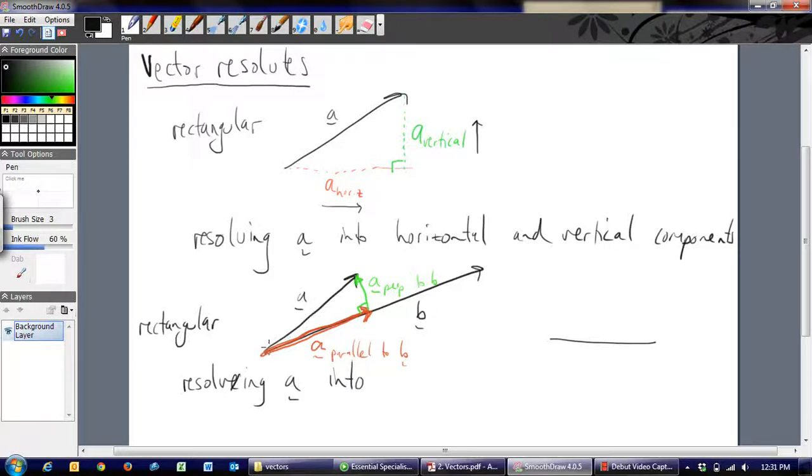So let me say it again. We've got our vector A. The component of A that is parallel to B is this red vector here. That's the part of A that's parallel to B. And then here in the green we have the part of A, the resolute of A, that's perpendicular to B. So we've broken up A into two pieces, one that's parallel to B, one that's perpendicular to B. Hope you understand that. If not, I'll go through it again in class. It's really important. Let me give you the formulas.